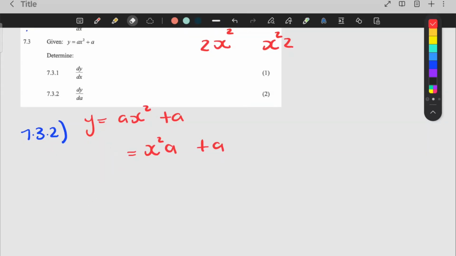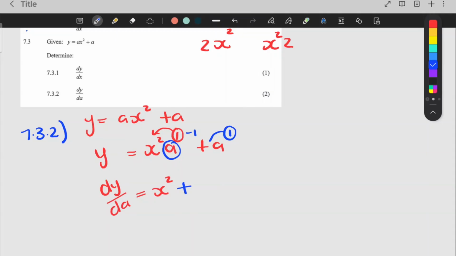Let's take this away then. So this is still y. So I'm going to derive now dy over dA. So there's the 1. So I'm going to say 1 times x squared is x squared. And then 1 minus 1 is 0, and anything to the 0 falls away. Plus, then I'm going to derive a. So there's a 1, so this is 1, and then that is 0. So 1 times 0 is 0.